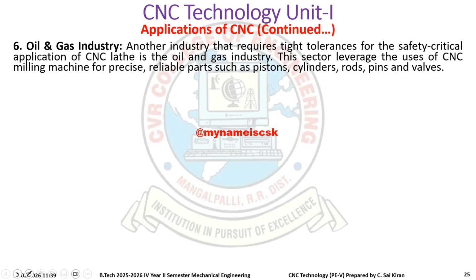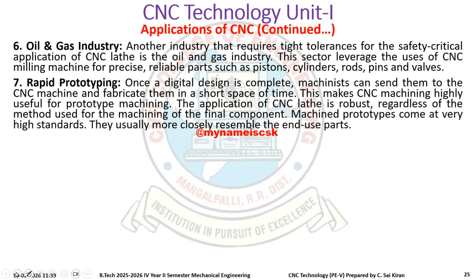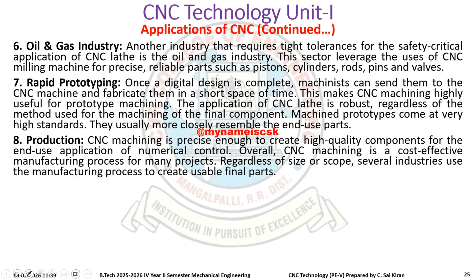Next, oil and gas industry. This industry also uses CNC machines for manufacturing piston cylinders, rod pins, etc. Next, rapid prototyping. If you use rapid prototyping or 3D printing, they also use this CNC machine because it is robust, and here we get good tolerances. That's the reason we use this CNC machine.